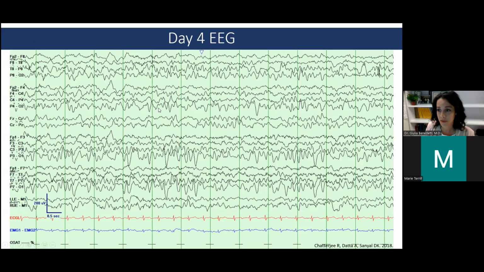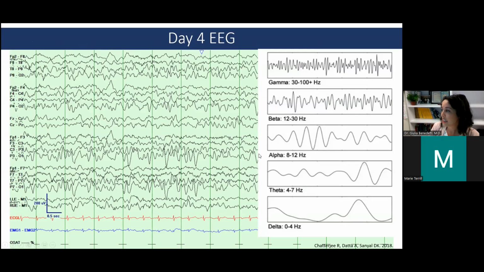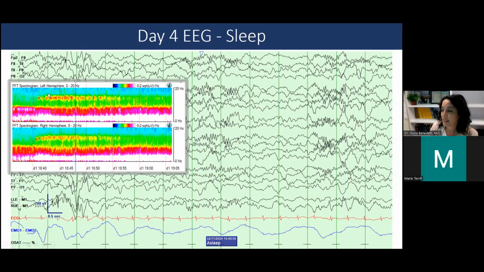This was day 4, when he was pretty much at his baseline, doing well. He has a nice posterior dominant rhythm, a good mixture of frequencies. You have some delta, alpha, theta, and some beta. When he goes to sleep, he gets sleep spindles, which again, we really love to see.